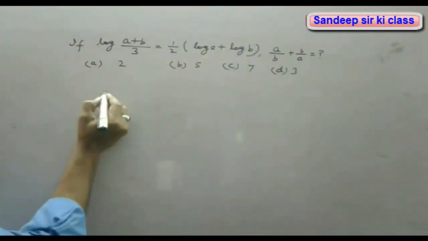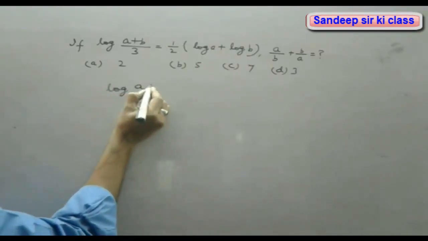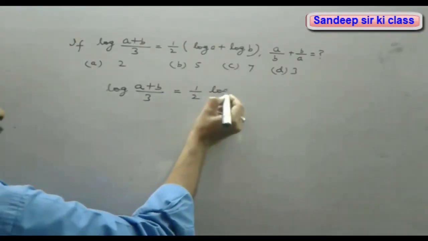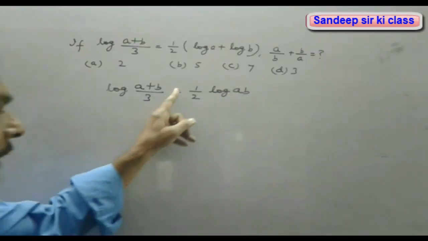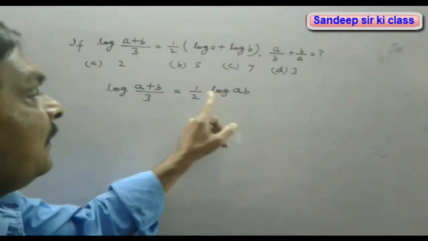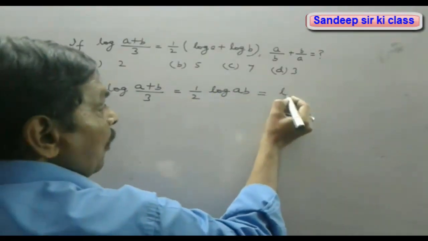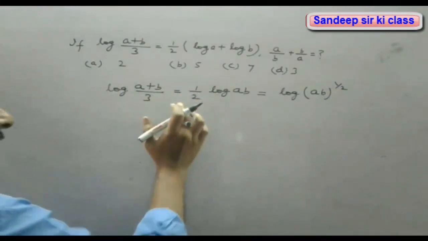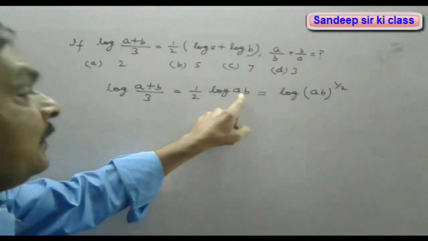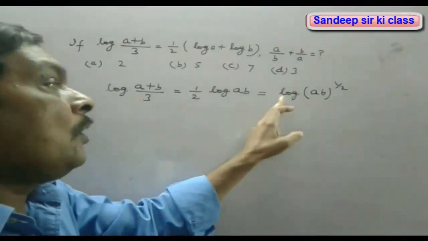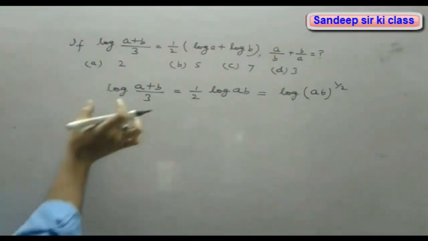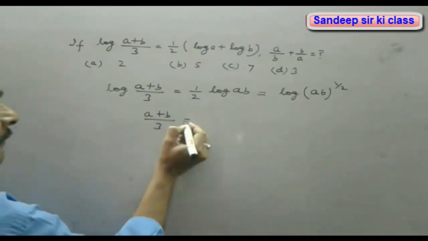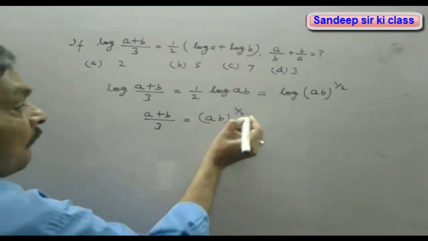So first step is that left hand side we write as it is, log (a plus b)/3, and right hand side we write as 1/2 log ab. And again using the formula n log m, I can write this as log ab to the power 1/2, because 1/2 is n here, ab is m, so n log m is log m to the power n. Now we have logs on both the sides, so (a plus b)/3 will be equal to ab to the power 1/2.